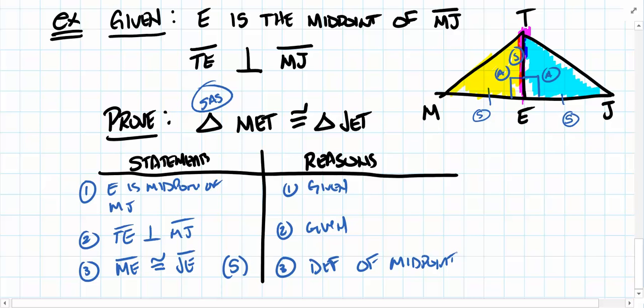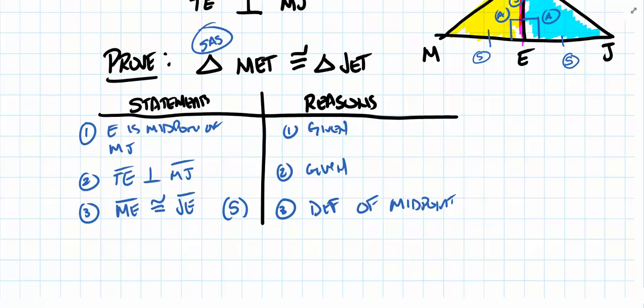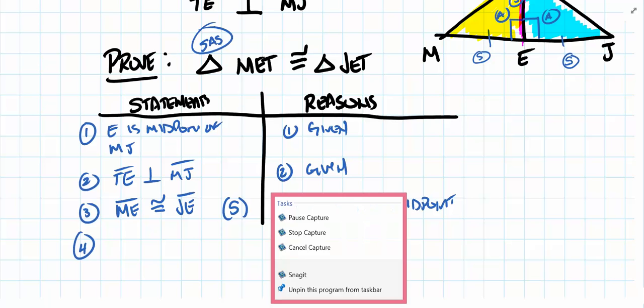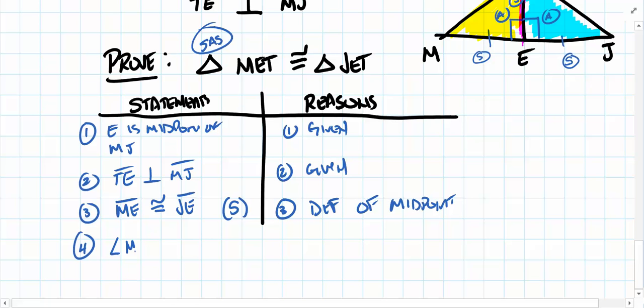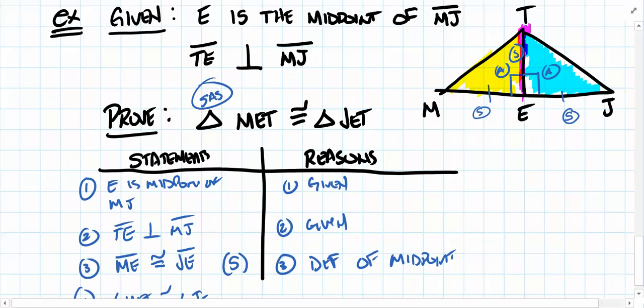So I need to get the angle and then the other side, right? Okay, good. So let's get the angle. What can I say? We could say perpendicular or right angles. TE is perpendicular to MJ. We did that in step 2. It's given. So what does that mean? You can say angle MET is congruent to what? How did I label it? MET congruent to JET. Okay. And that's an angle, right?